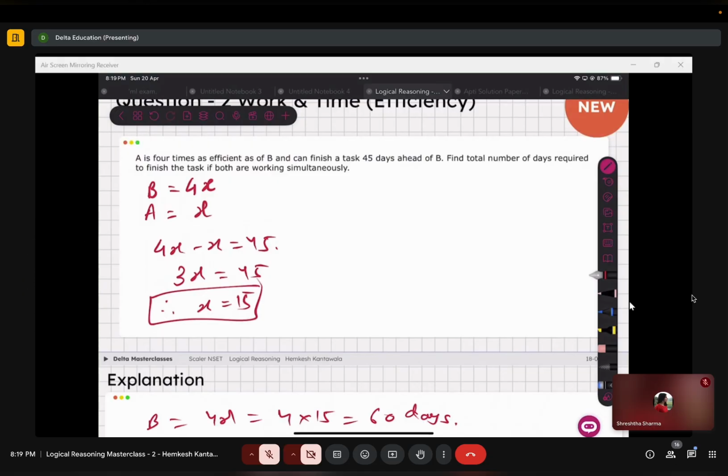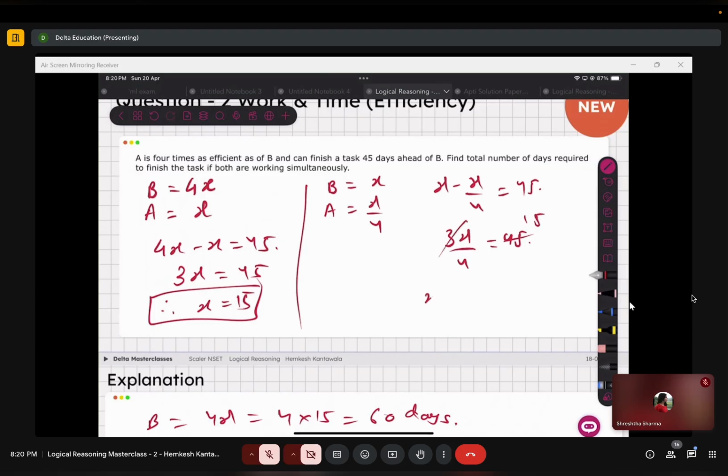Let me show you that way also. If B is taking x days, then A would be taking x by 4 days. Again, we would do the same thing. x minus x by 4 would be 45. Again, we would find the value of x, which is 3x by 4 equals 45. This would be 3 15s, and 15 4s are 60. Here we got x as 60. So B would take 60 days.